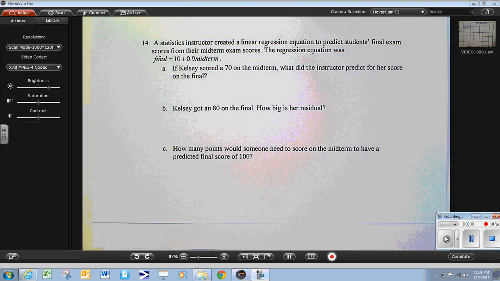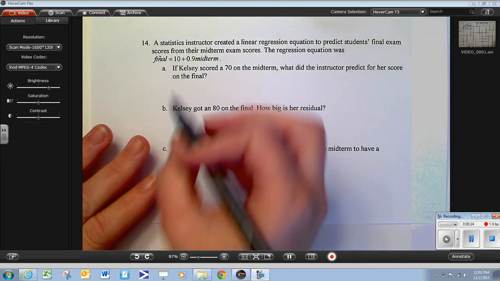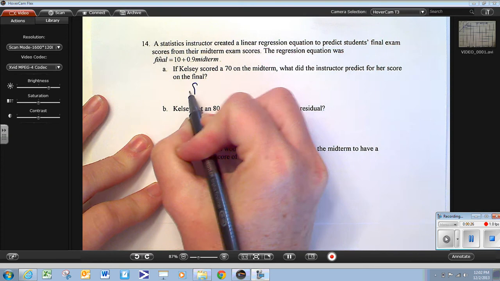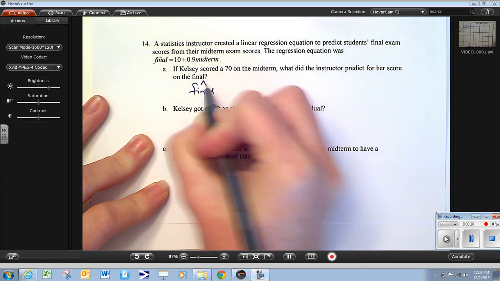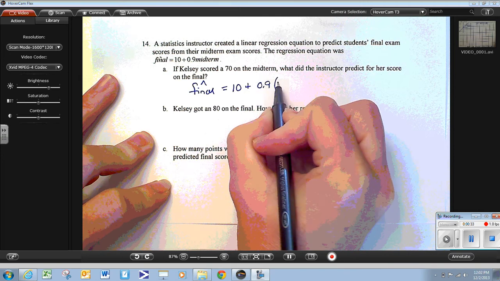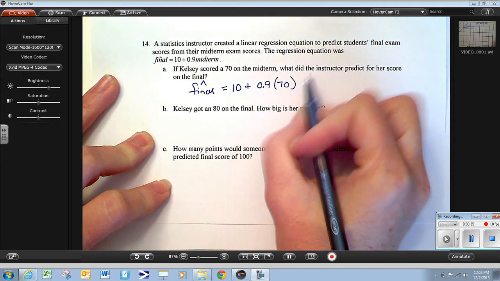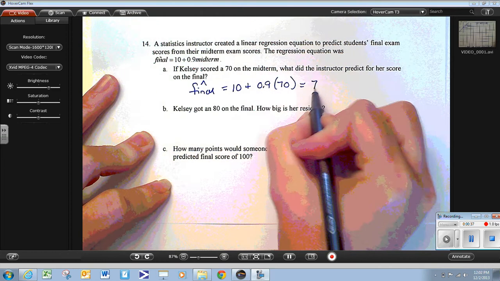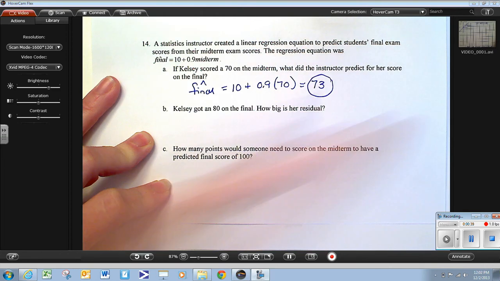So part A, if Kelsey scored a 70 on the midterm, what did the instructor predict for her score on the final exam? So it's simply substituting directly into the model given. The final exam predicted would be 10 plus 0.9 times her midterm score, which was a 70, and that would give her an overall score of a 73 predicted for her final exam.